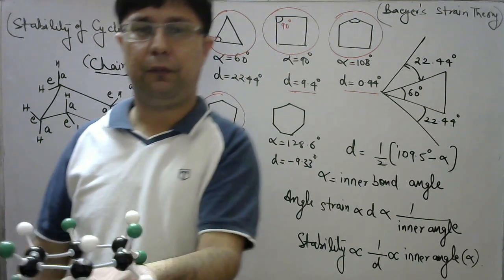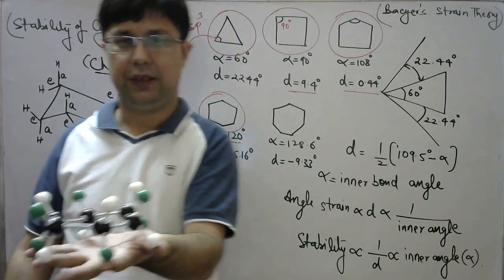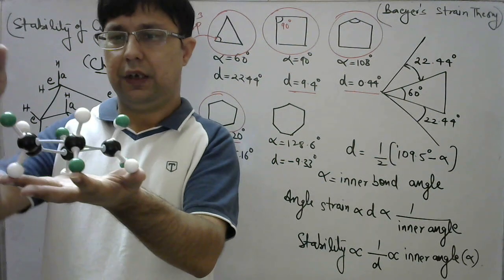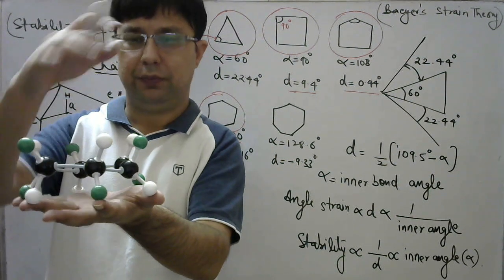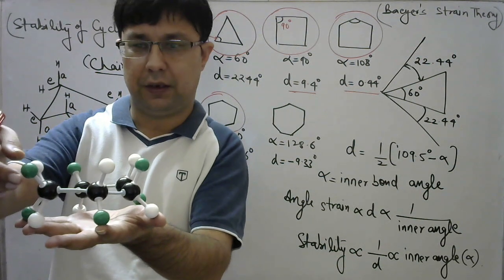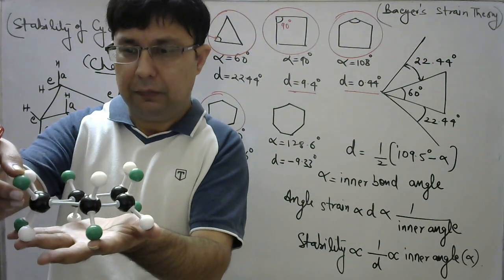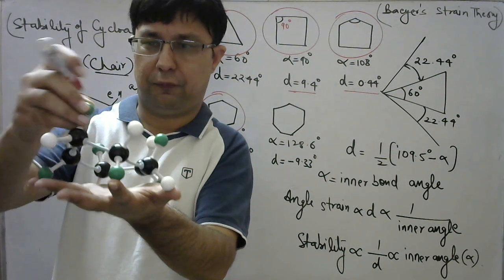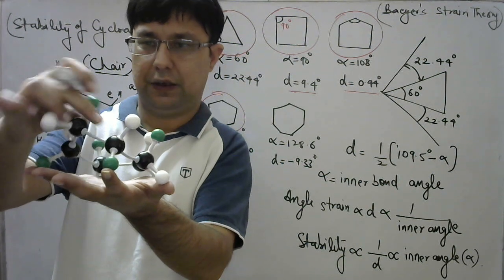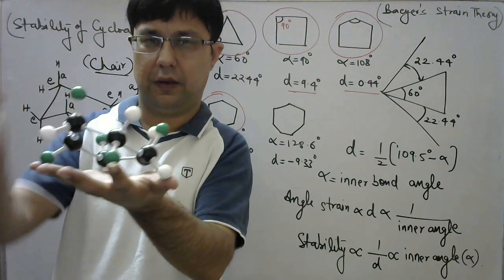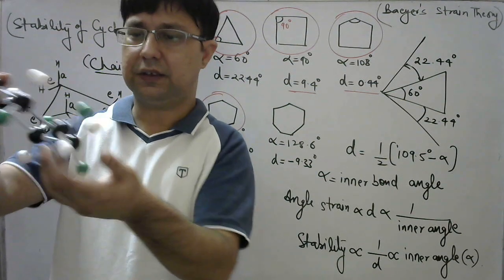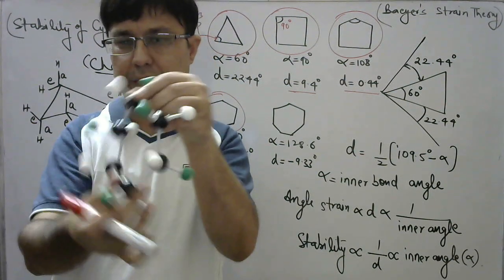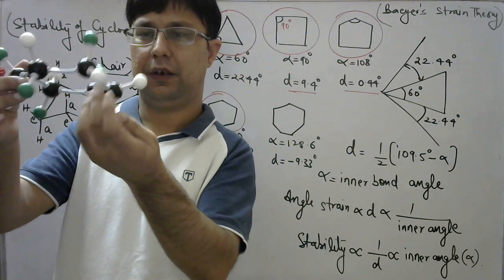So what we have to do in this case: to form the chair form, what will we do? I am pushing this bond above the green bond. Clear? And the carbon atom just in front of it, that bond I have pushed down.